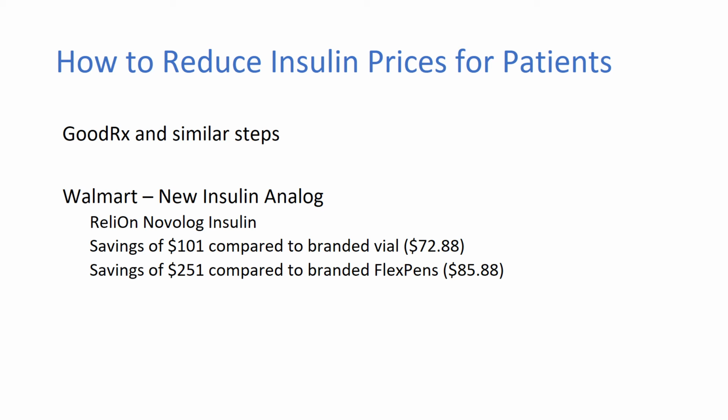In addition, on the last slide, I mentioned Walmart's new product. So it's an insulin analog. It's called Relion Novolog, and it's thought to save up to $100 on vials with an average cost of $72.88. And then savings up to $250 for the flex pens or the pre-dosed pens, with an average cost of $85.88.